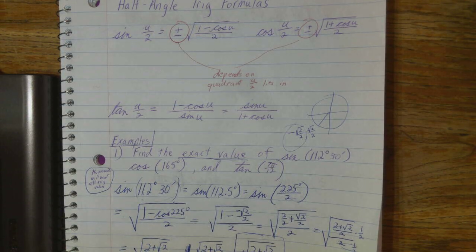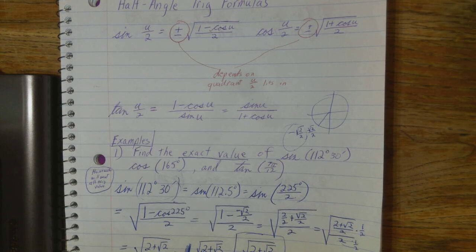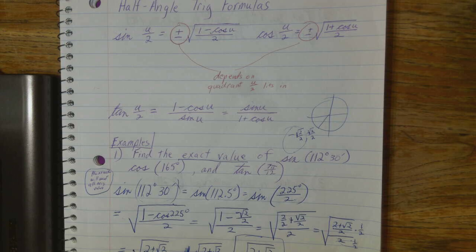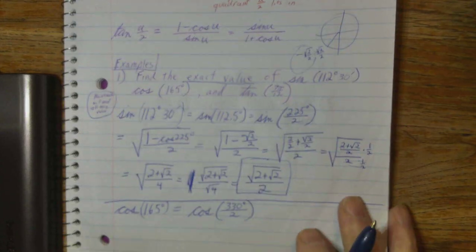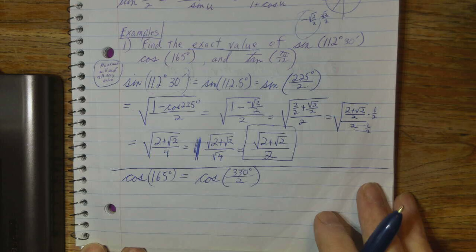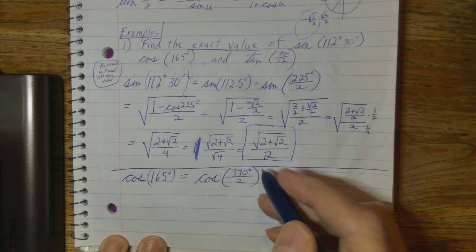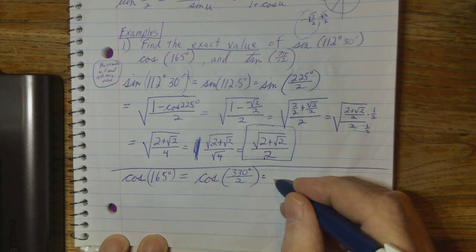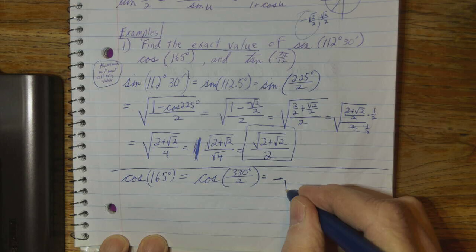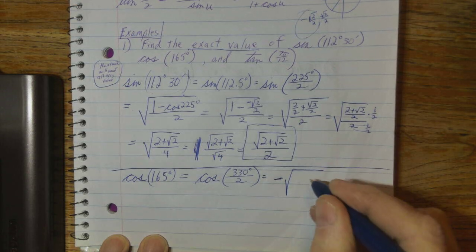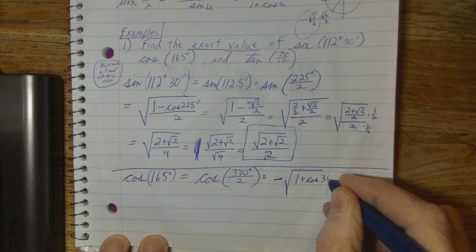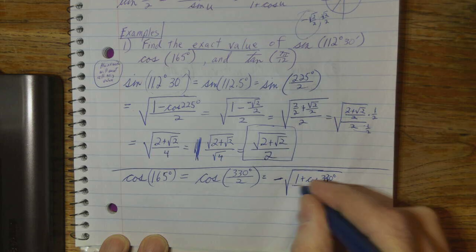All right. So what would I divide by 2 to get 165? If you're saying 330 degrees, you are correct, and that is on the unit circle. And when I use the identity for cosine, now 165 is in the second quadrant. So cosine in the second quadrant is negative. So that's why we're going to use a negative there. And I'm going to go 1 plus the cosine of 330 degrees over 2.